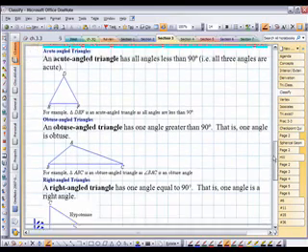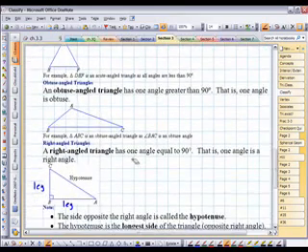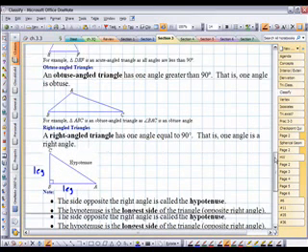And finally, a right triangle. We have one angle which is 90 degrees, and in that case, the two sides next to that angle are called the legs, and the side opposite, the longest side, is called the hypotenuse. That's opposite the right angle. Again, a right triangle has one 90-degree angle.